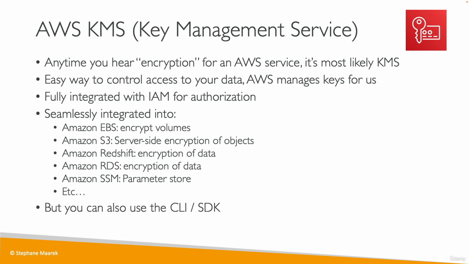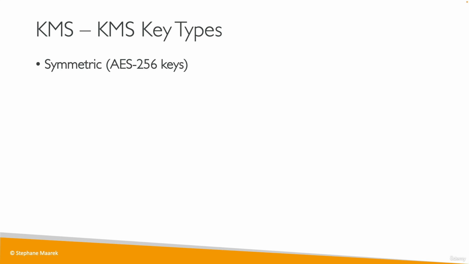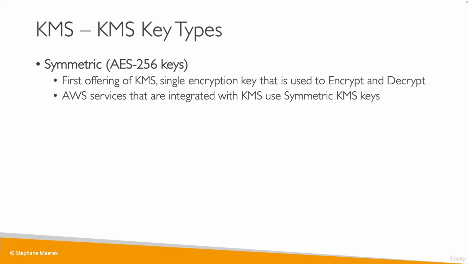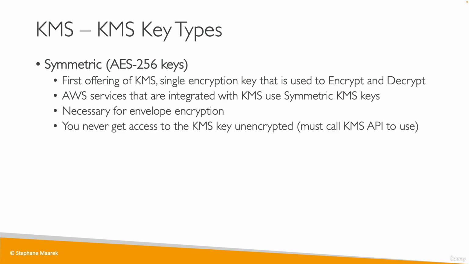We can use the CLI or the SDK to interact with KMS. So in KMS, you have two types of keys. You have the symmetric keys and the asymmetric keys. So the symmetric keys were the first offering of KMS. It's a single encryption key that will be used to encrypt and decrypt information. And then all the services that are integrated with AWS KMS use symmetric KMS keys. It's necessary if you want to do envelope encryption, and you never actually get access to the KMS key itself unencrypted. You must just send data into KMS with a KMS API call to use it.